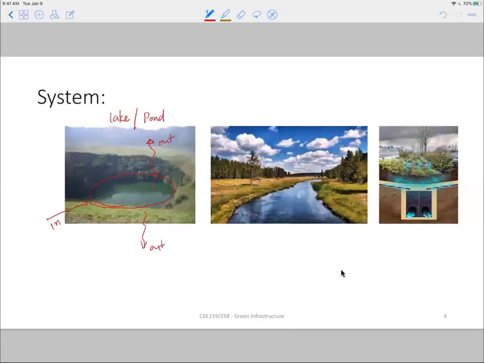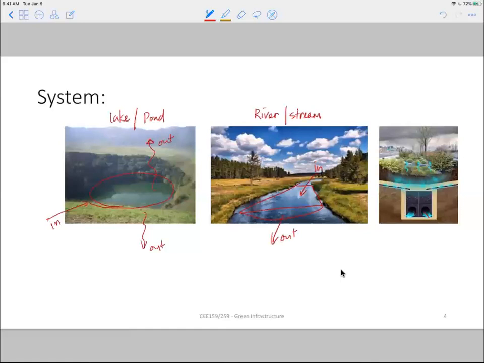Whereas the second one is more like a river or stream. In these systems, let's say we were interested in the pollutant over here. That's the system boundary. So that means we have to know how much is coming in and how much is leaving the system. If we know those two, we will be able to predict what is inside the system. And so this could be a river, a stream.